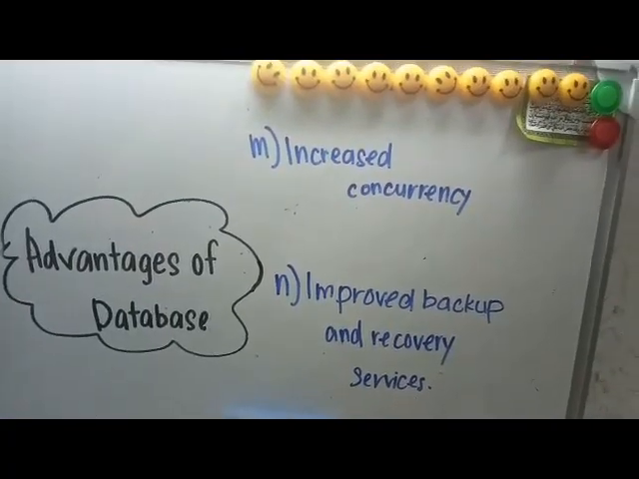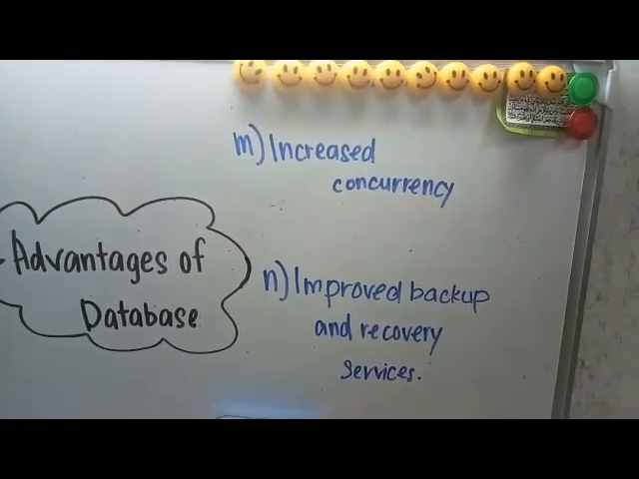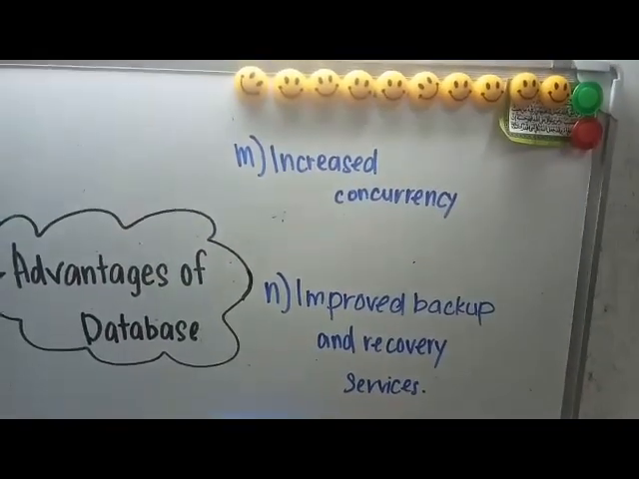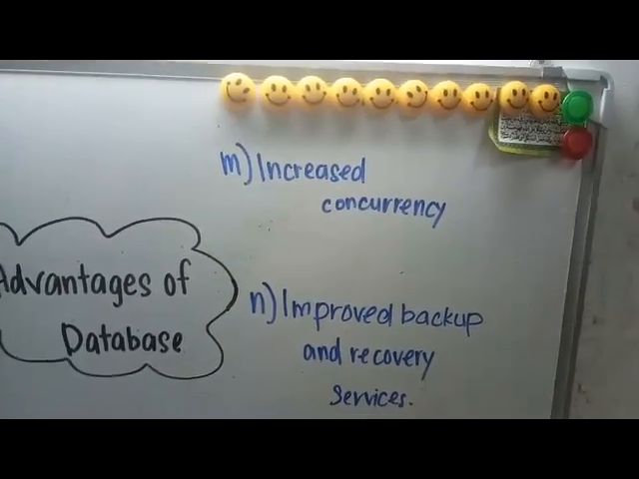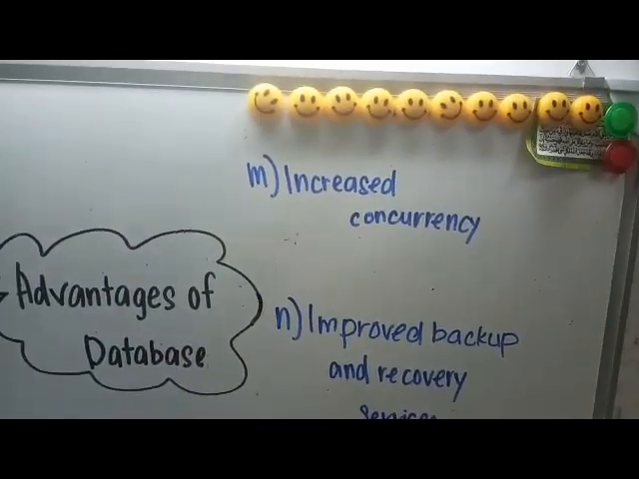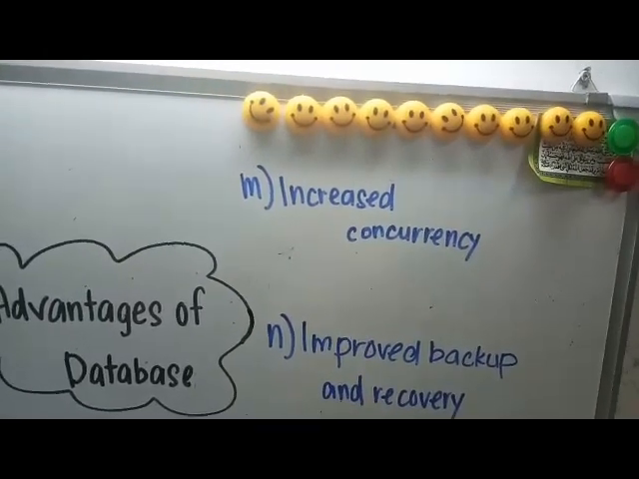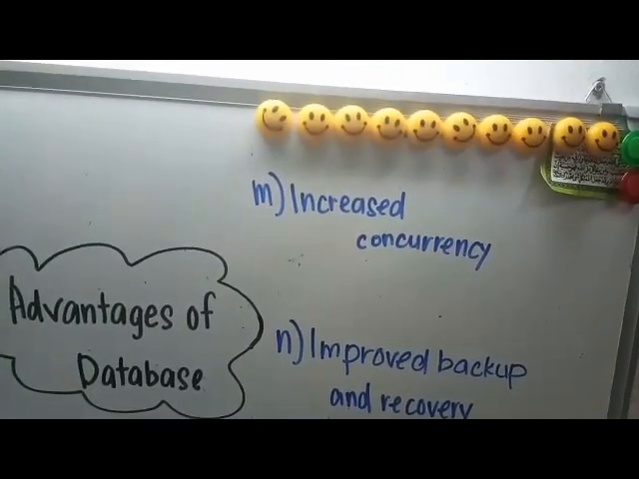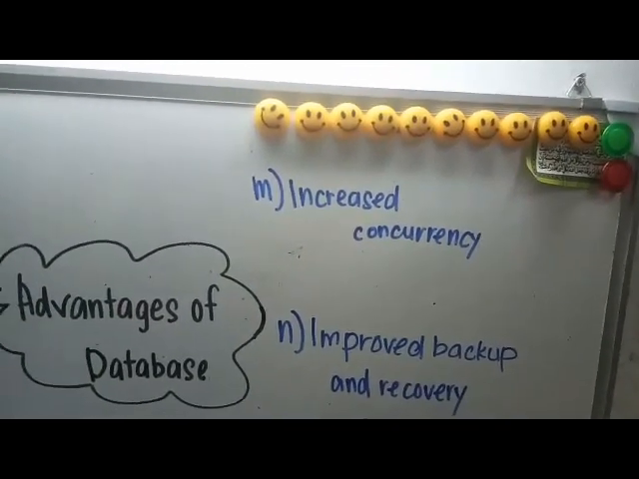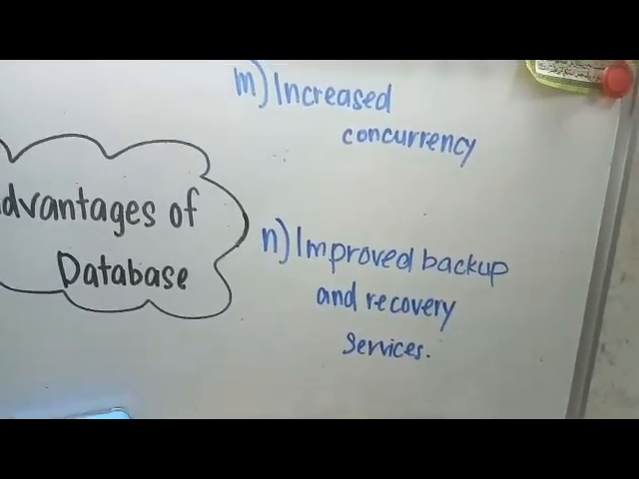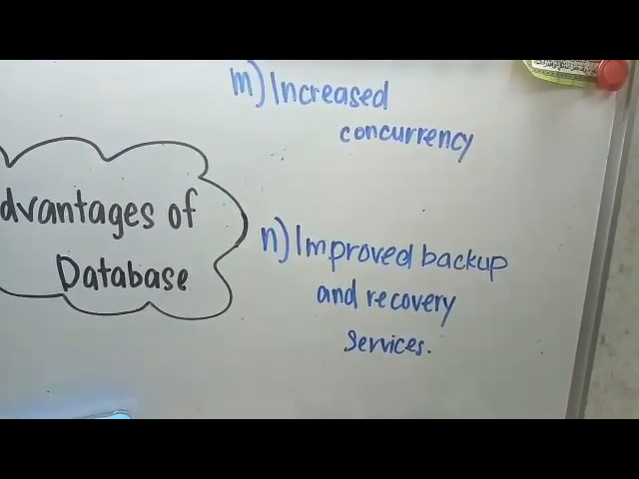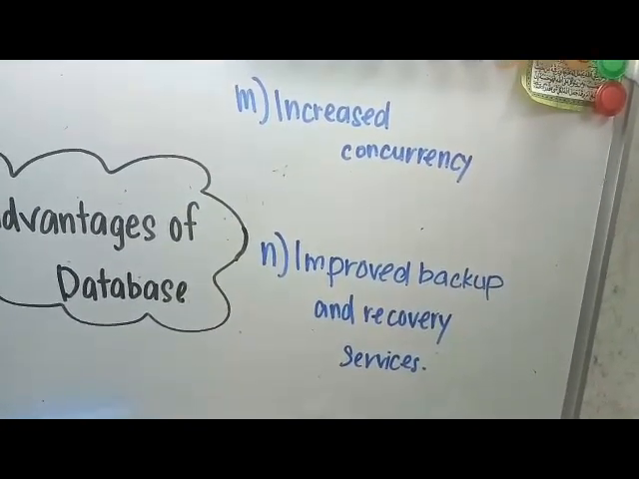Then increased concurrency. Concurrency, we can say it is like adjacent. Many databases manage concurrent access and ensure that only one user is allowed to access one file at one time, so that data accesses do not interfere with each other. Improved backup and recovery services. Modern databases provide facilities to minimize the amount of processing that is lost following a failure.